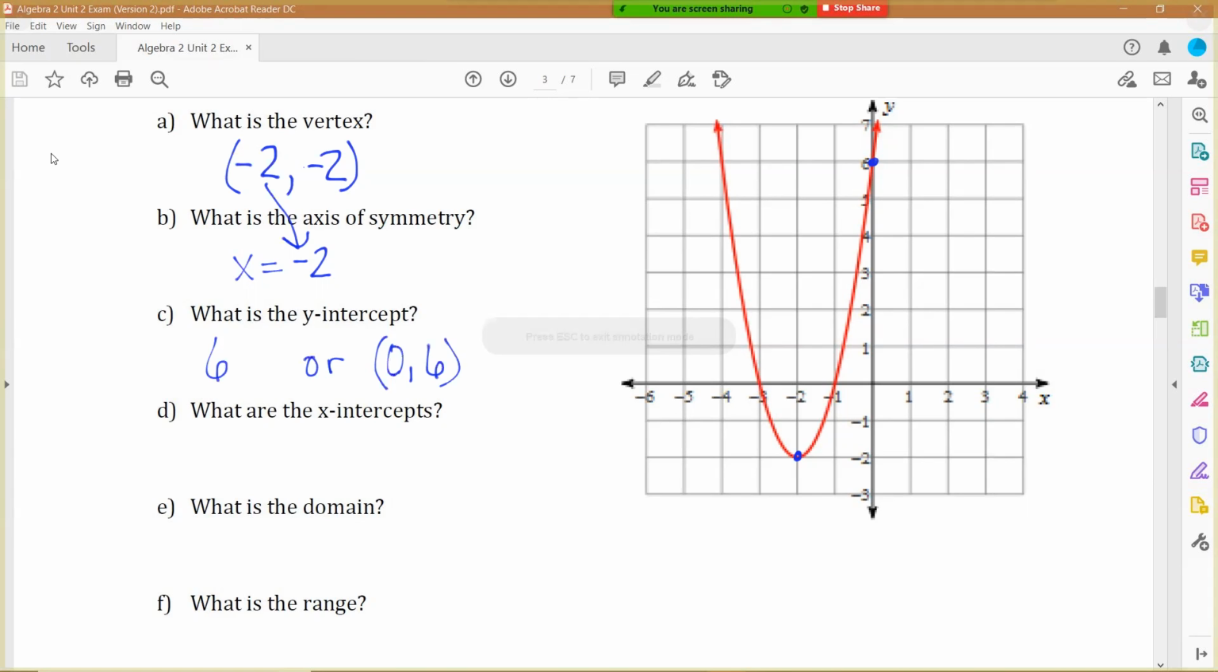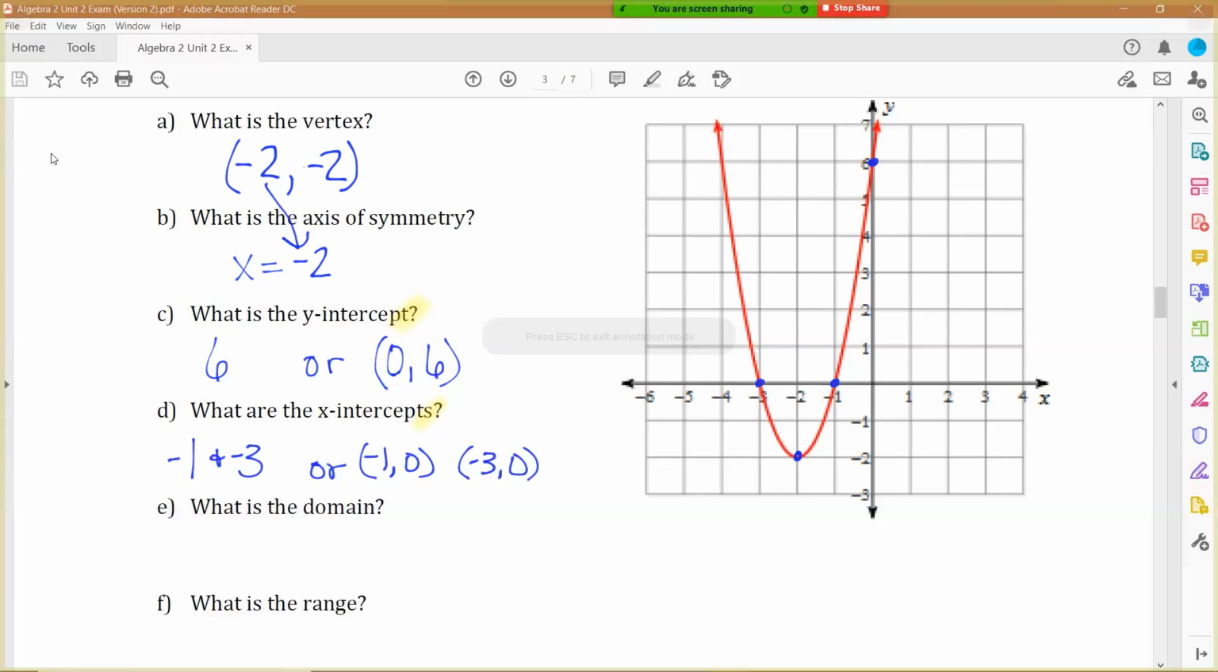Letter D, what are the x-intercepts? Notice the y-intercept was singular, and now we've moved to intercepts plural. So you should have 2 for your x-intercept. So the x-axis runs horizontally. It's crossing right here and right here. So -1 and -3, or you could write the 2 ordered pairs, (-1, 0) and (-3, 0). So those are your 2 options.